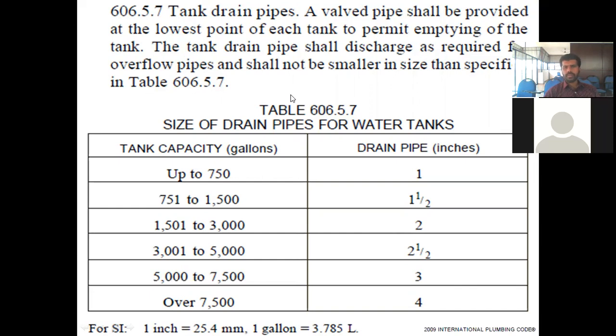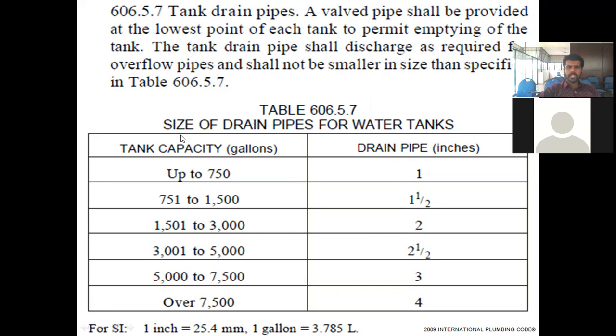So the valve pipe shall be provided at the lowest point of each tank to permit emptying of the tank. The tank drain pipe shall discharge as required for overflow pipes and shall not be smaller in size than specified in the table. So it should not be less than what is specified here. Okay, it depends upon the International Plumbing Code only.